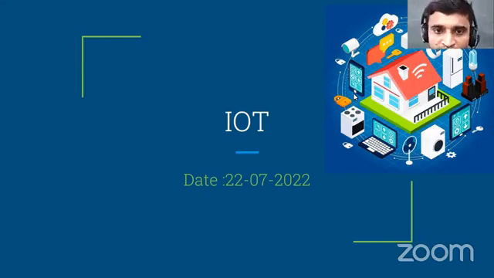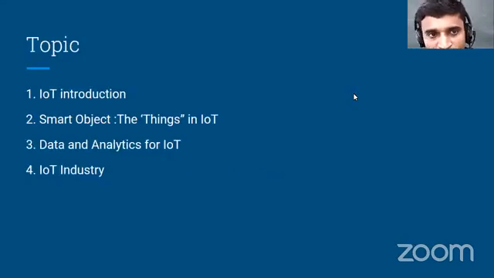So let's, without wasting time, start with our topic. The topic given by you is IoT, the Internet of Things. Today I'm discussing IoT, and this is our topic and outline. First, an introduction to IoT. Second, what smart objects or things in IoT are, data analytics for IoT, and the industry or research areas on IoT security that we are discussing today.